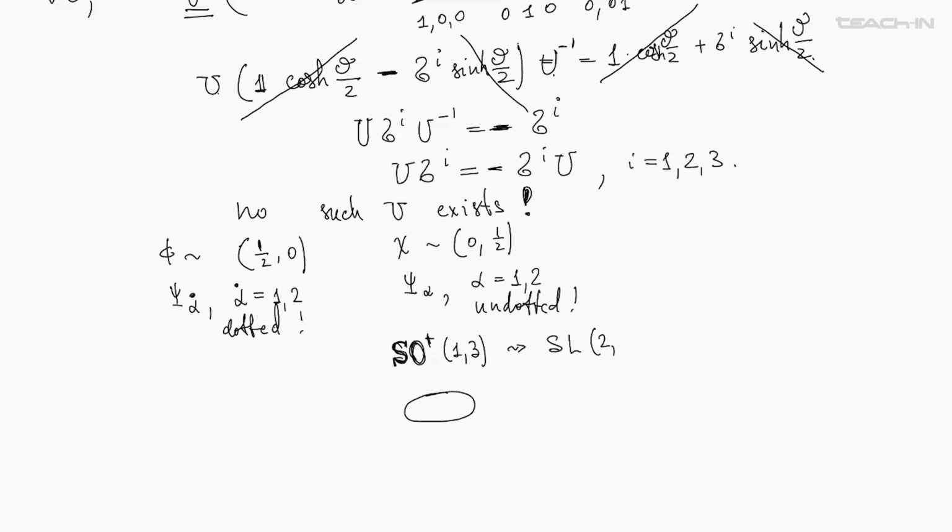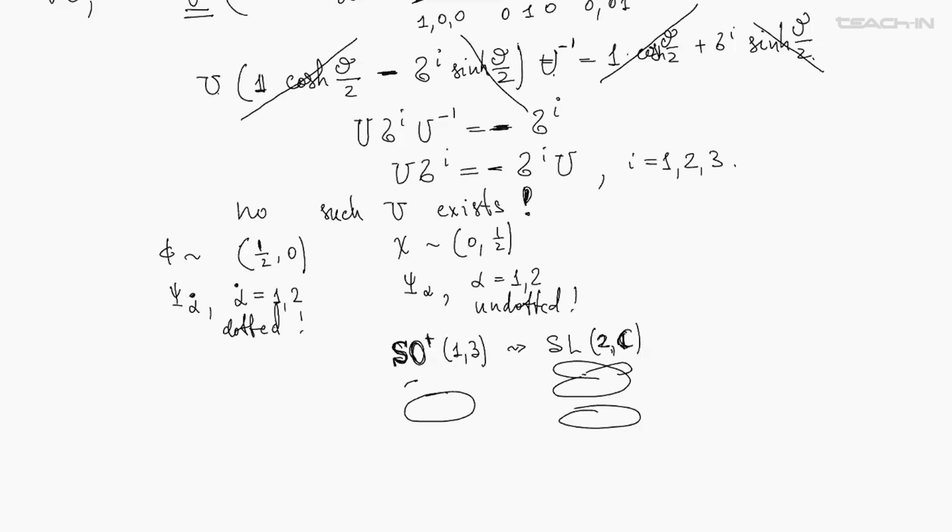SO plus 1, 3 and SL2C, they are both Lie groups, and they have the same Lie algebra. The same means the Lie algebras are isomorphic, but these are not isomorphic as groups, and one is the universal cover of the other. In fact, SL2C is a double cover, which covers twice the group SO plus 1, 3. SL2C are 2 by 2 complex matrices. And these spinors psi alpha and psi alpha dot realize two inequivalent two-dimensional representations of SL2C.